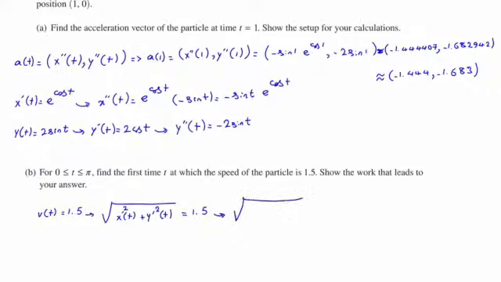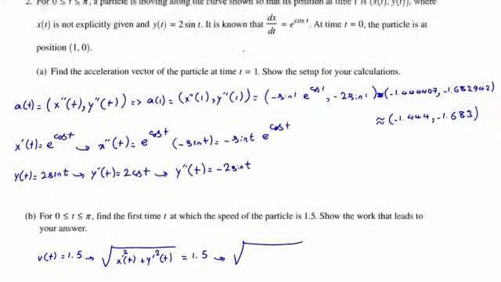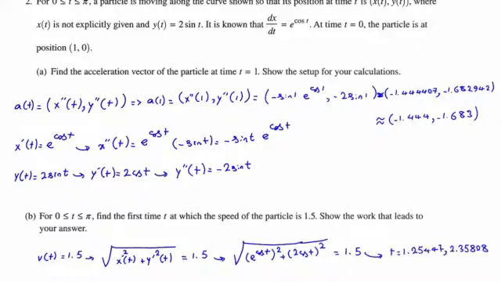We know that x prime, from the assumption of the problem, is e to the cos t. So (e to the cos t) squared plus (y prime of t) squared, where y prime of t here is 2 cos t, squared, equals 1.5. And if you use a calculator here, you can calculate these two values, and it says the first time. So the answer is this part.